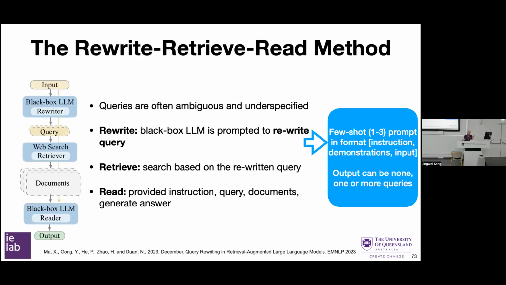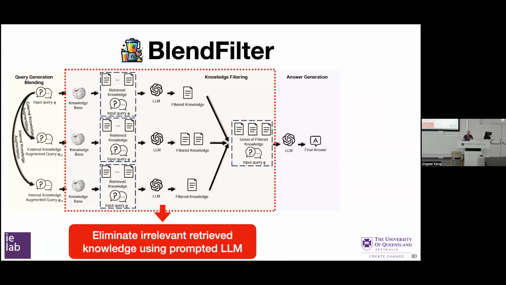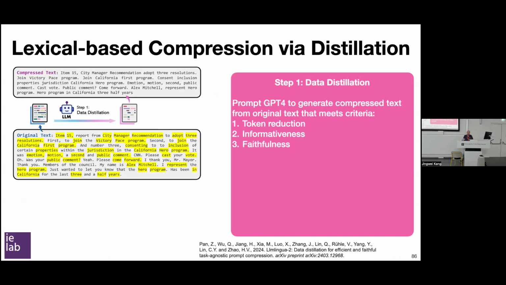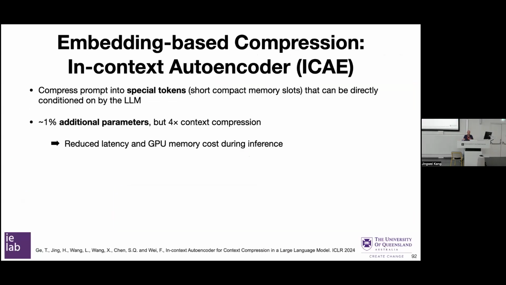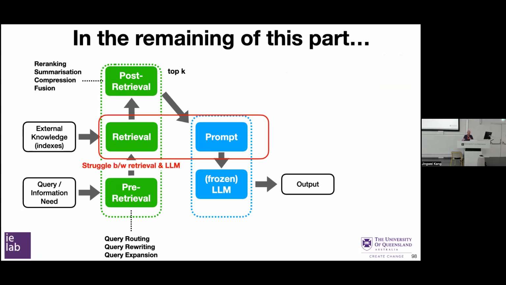So let me skip through the different methods for RAG, and also skip through prompt compression. You can have a bit of a read there. I want to talk about the struggle between retrieval and LLMs for a few minutes, because I found it quite interesting, because we actually haven't figured it out at all.